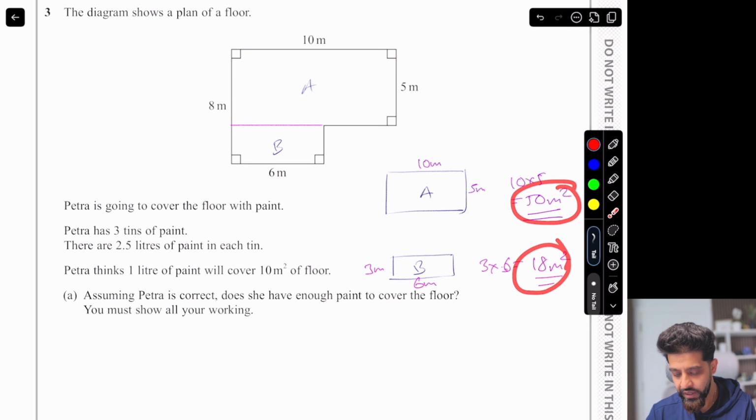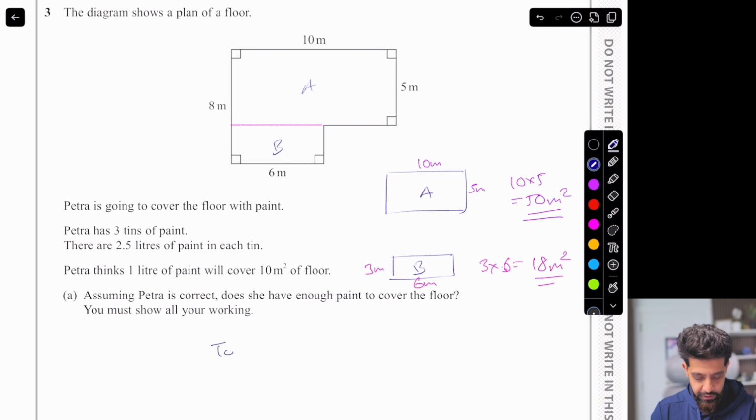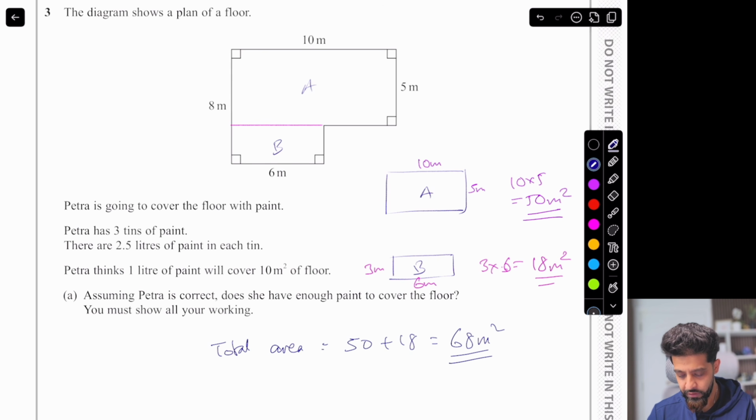The total is to add all of this up. So I can say the total area is 50 plus 18, which is 68 meters squared. Right, now, the area of this is 68 meters squared. Petra's, let's see what she says.